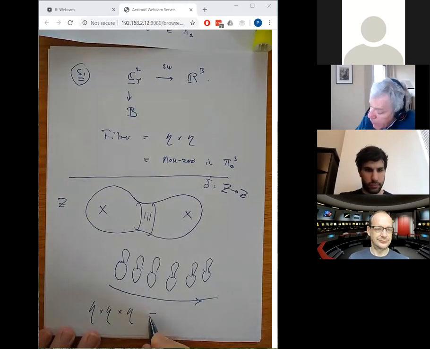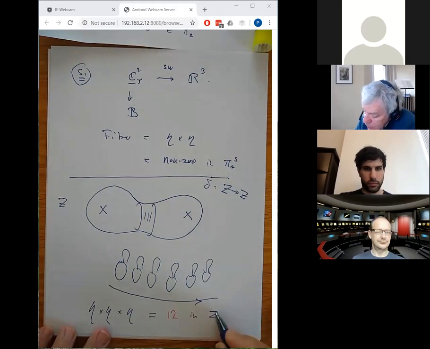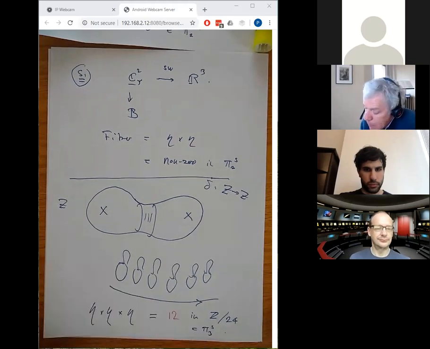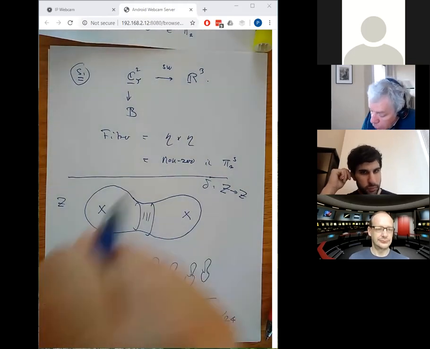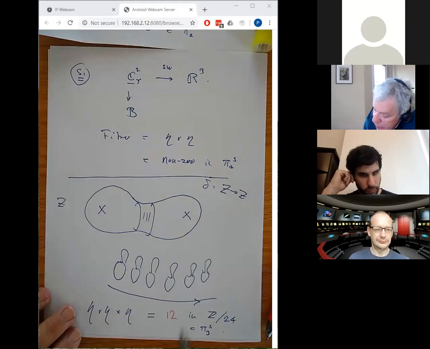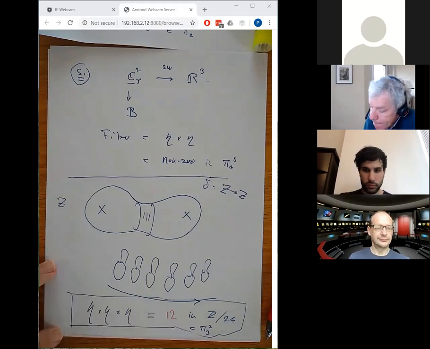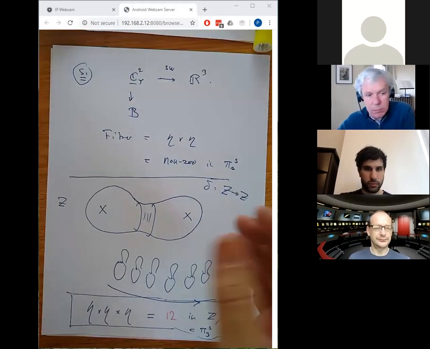So what is this guy? This guy is the element 12 in Z mod 24, which is the stable 3 stem. In particular, this is non-trivial. So this family of Z's over the circle is a family with a non-trivial monodromy detected by this non-trivial Bauer-Furuta invariant. So that's basically the end of the talk.